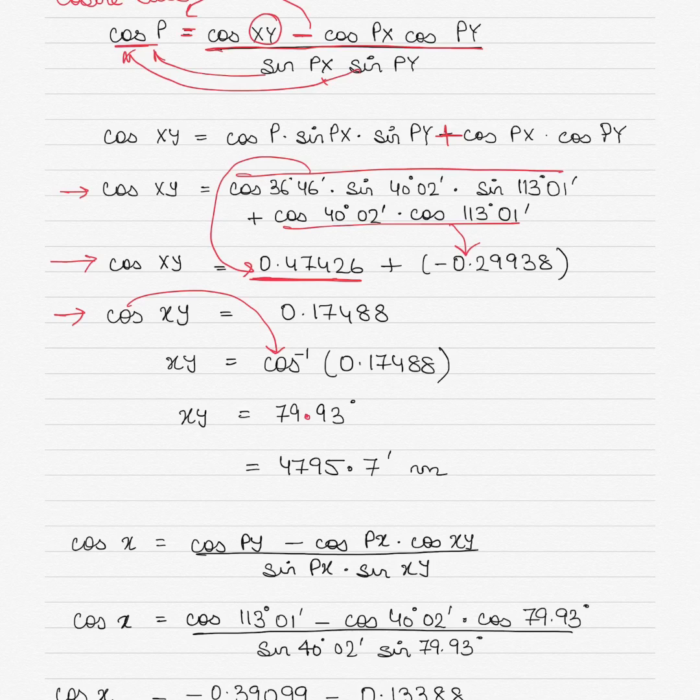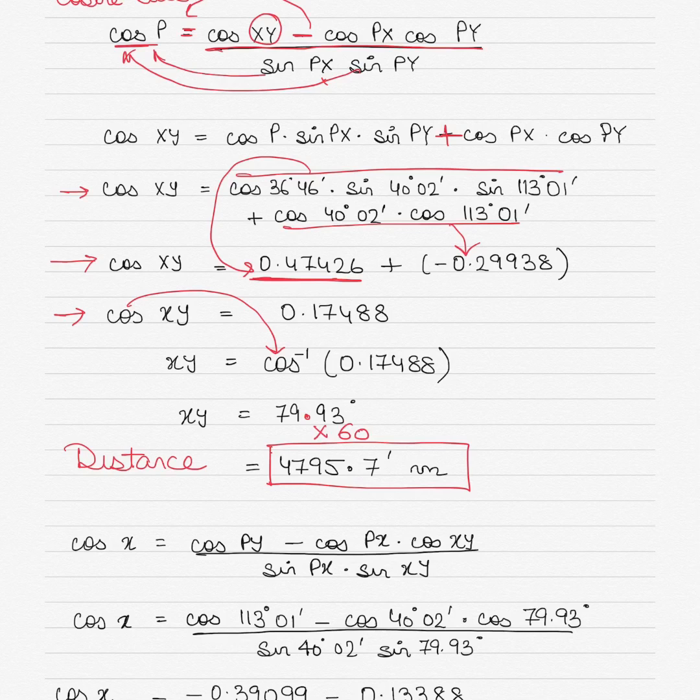But this is in degrees, I need the distance. How do I get the distance? I will multiply this by 60. 1 degree equals 60 minutes, and 1 minute equals 1 mile in nautical terms. So xy, or the great circle distance, equals 4795.7. Of course, sometimes these distance values will differ because of the number of decimal places we use. So do not get too stressed about the exact value. If it's close enough to this, then our answer is correct.